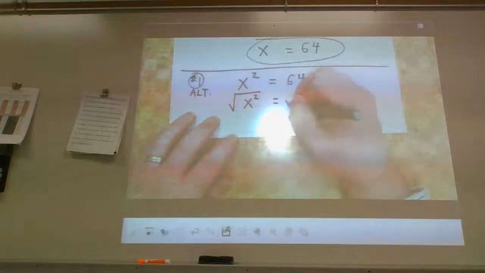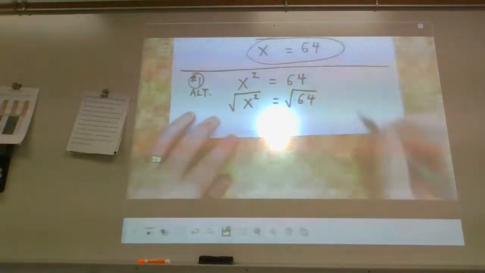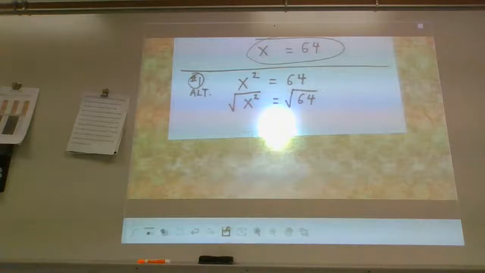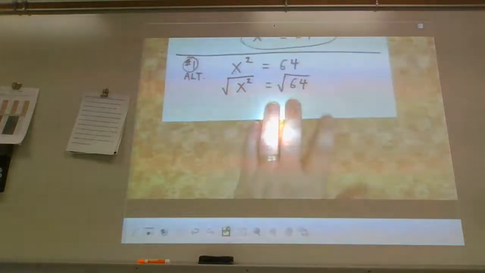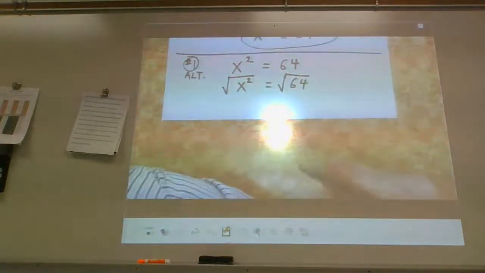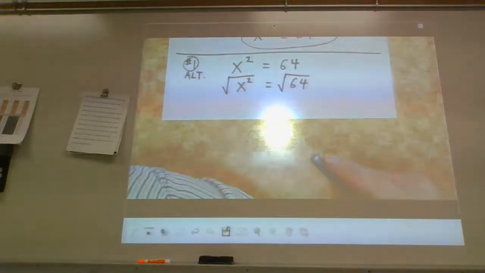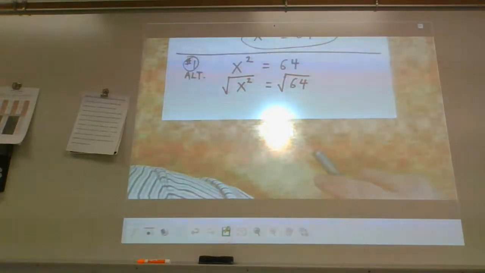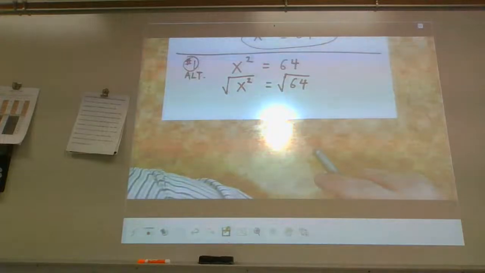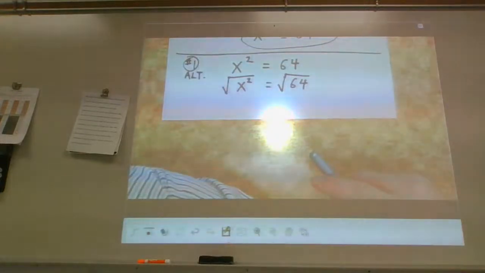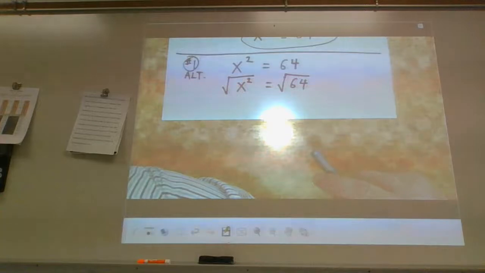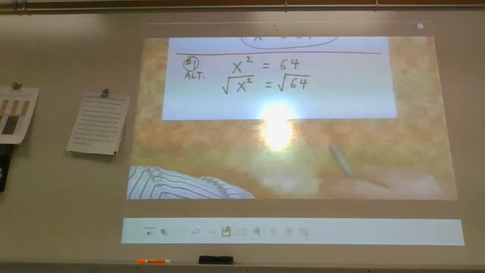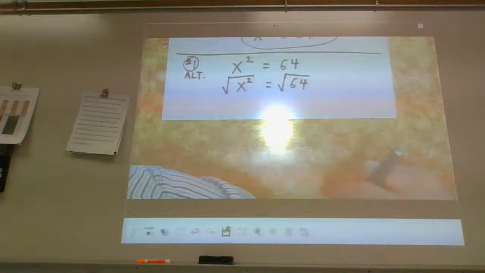And whatever you do to one side, you have to do to the other. Wait a minute. Mr. Markey, you introduced a square root into the problem. By golly, I did. I did introduce a square root into the problem. Mr. Markey, you just said before that if you introduced a square root into the problem, you had to do something. You put a star next to it. It's so important. I did indeed.